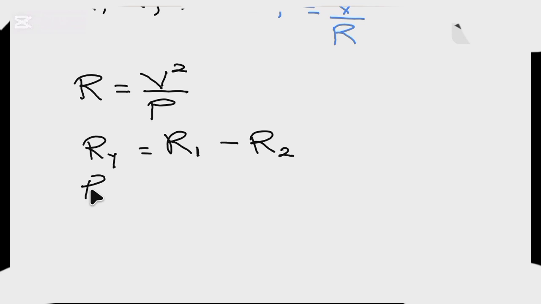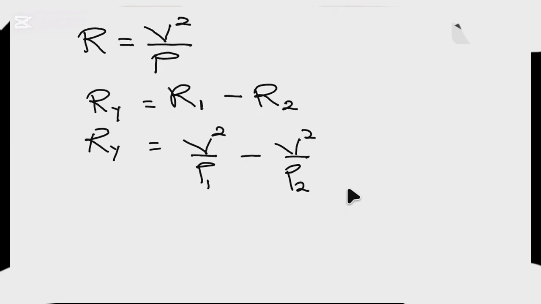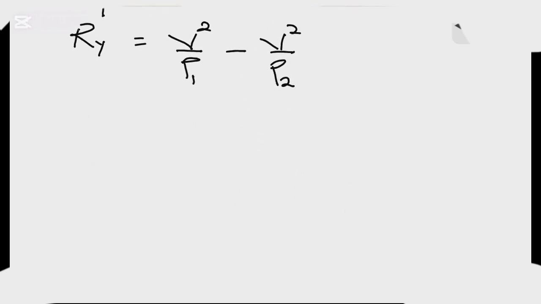I can write my formula Ry as V squared over P1 minus V squared over P2. That is the power when Y was in the system and the power when Y is not in the system. So basically this formula will take us right into the answer. So the problem now is to find the power when Y was in the system and the power when Y is not in the system. And this takes us to the second part of the question. This is just manipulations. Now, let's find the powers.